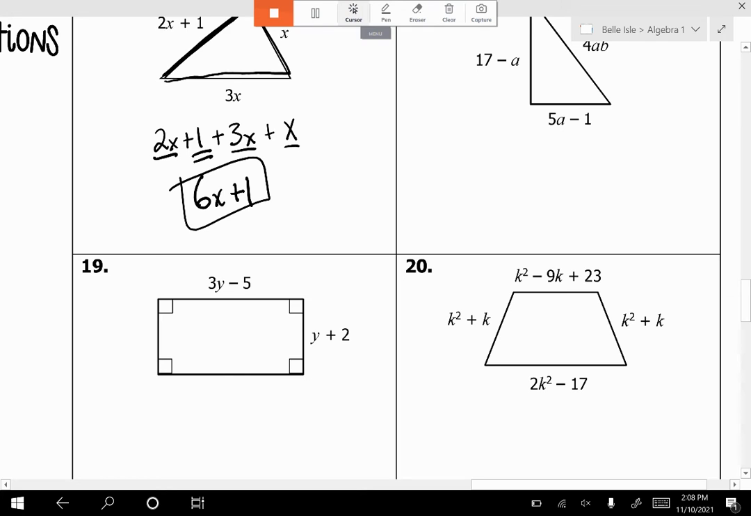Are those different? Does that make sense now? No. Y plus 2 plus y plus 2, or 2 times y plus 2, it's going to be the same thing.